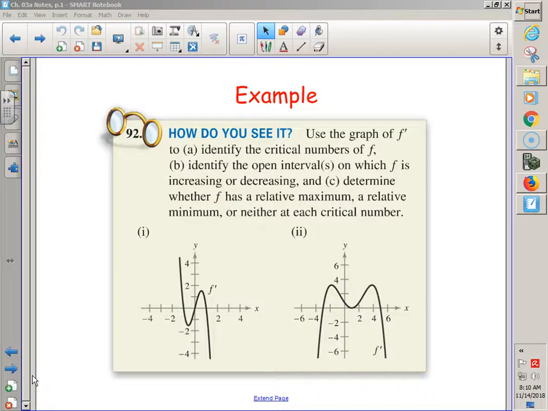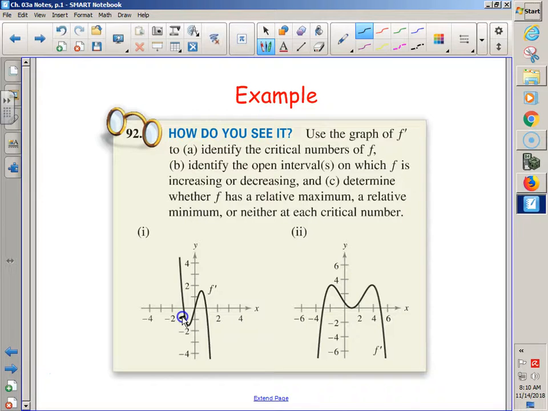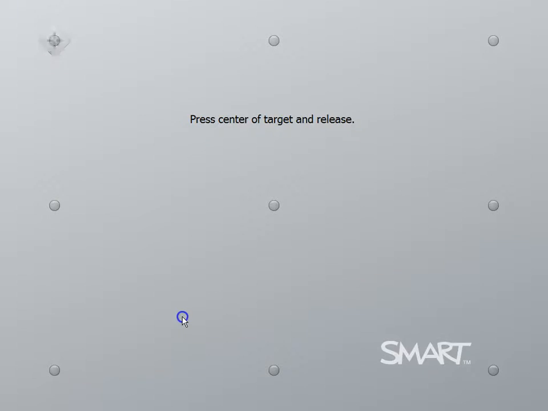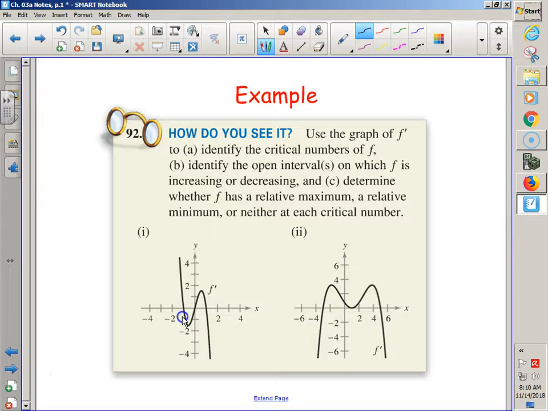Let me show you what the answers are not. You guys see? Let me show you what the answers are not. Okay, you ready? This is what the answers are not for letter C.